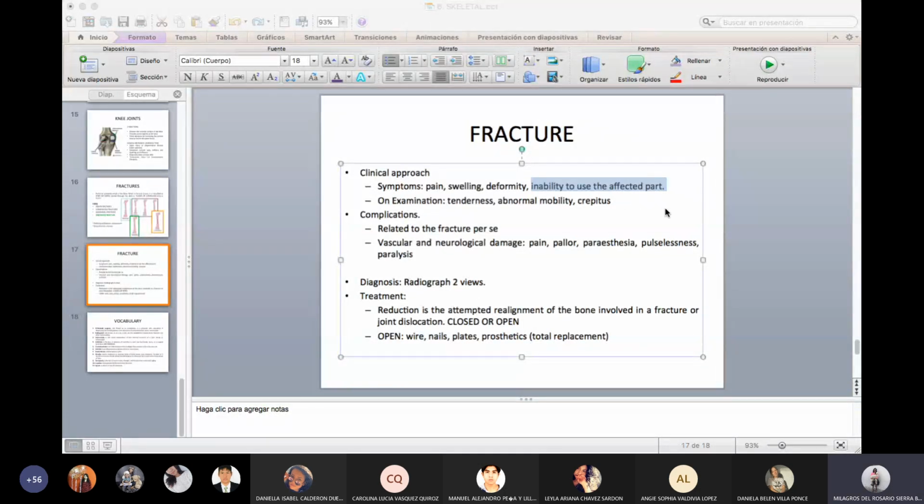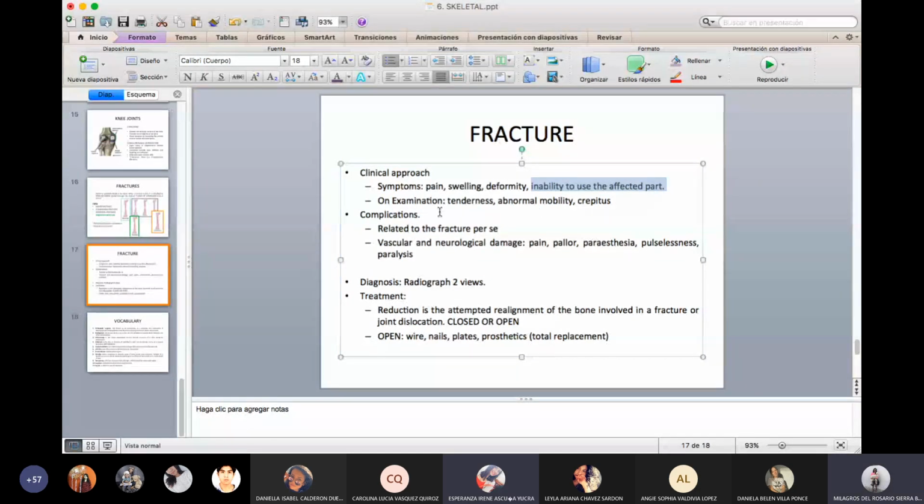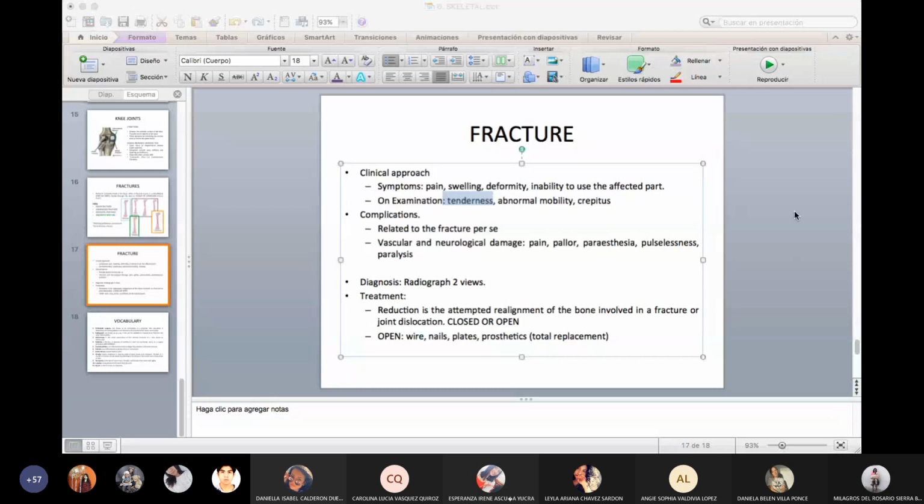If you have a femur fracture, do you think you can walk? I don't think so. No? So, who can tell me what tenderness is? Let's see, Adriana, Giovanna. Do you know what tenderness is?